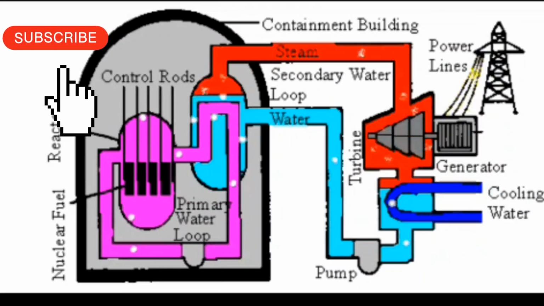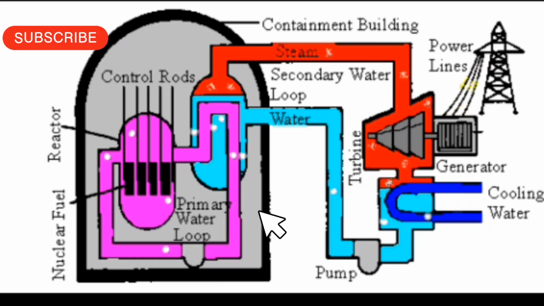Have you ever wondered how a nuclear power plant generates electricity? Let's break it down, step by step. 1. The heart, the nuclear reactor. The core of a nuclear power plant is the nuclear reactor.